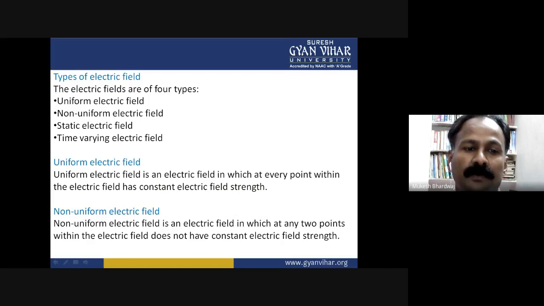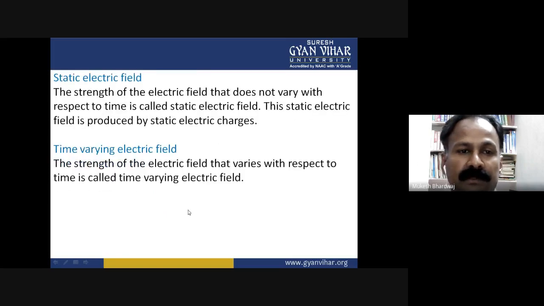Non-uniform electric field. A non-uniform electric field is an electric field in which at any two points within the electric field does not have constant electric field strength. Static electric field, the strength of electric field that does not vary with respect to time is called static electric field. This static electric field is produced by static electric charges. Time varying electric field, the strength of electric field that varies with respect to time is called time varying electric field.